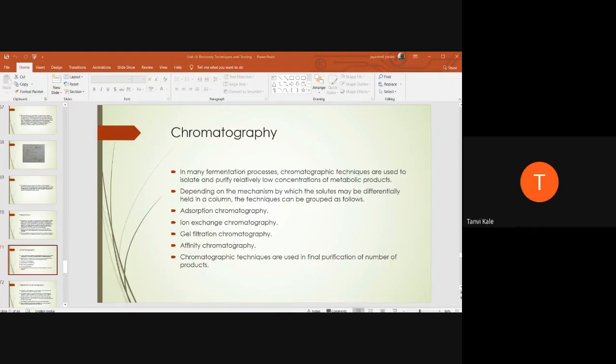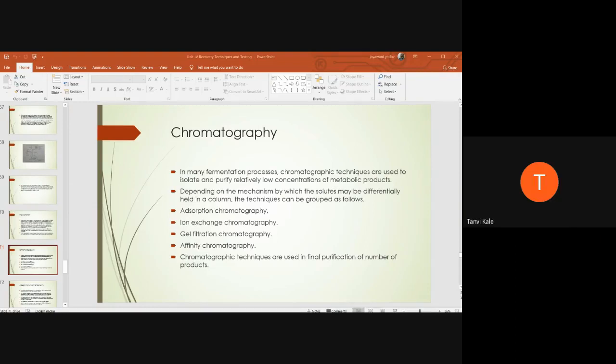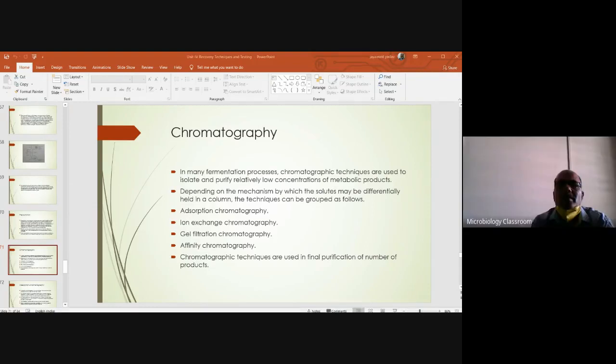Tanvi: The chromatography is used for separation of a mixture of components. Hmm. So last year we might have used this chromatography technique to some extent, not on a large scale, but it is used for separation of various sugars, various amino acids, various organic acids. So the chromatography technique we can use for the recovery of the product.